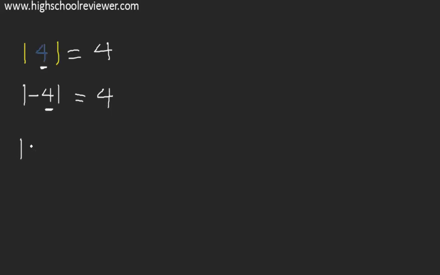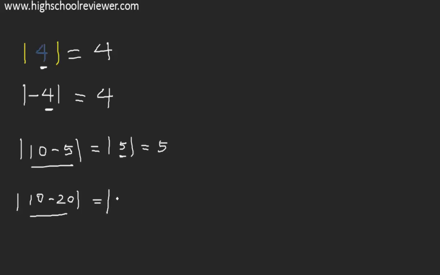Another example, the absolute value of 10 minus 5. Perform the operation inside the absolute value. So this will be the absolute value of 5, so the final answer is the number itself, and that is 5. Another example, we have the absolute value of 10 minus 20. So perform the operation inside the absolute value. That will be the absolute value of negative 10. So our final answer will be the number itself, disregard the negative sign. So the absolute value of negative 10 is 10.